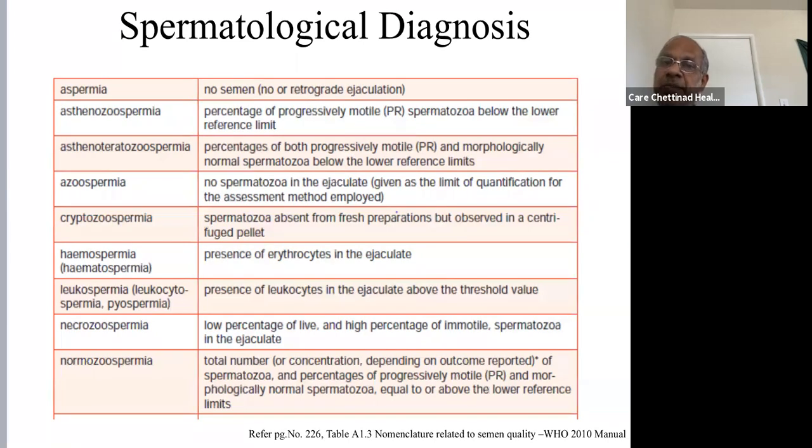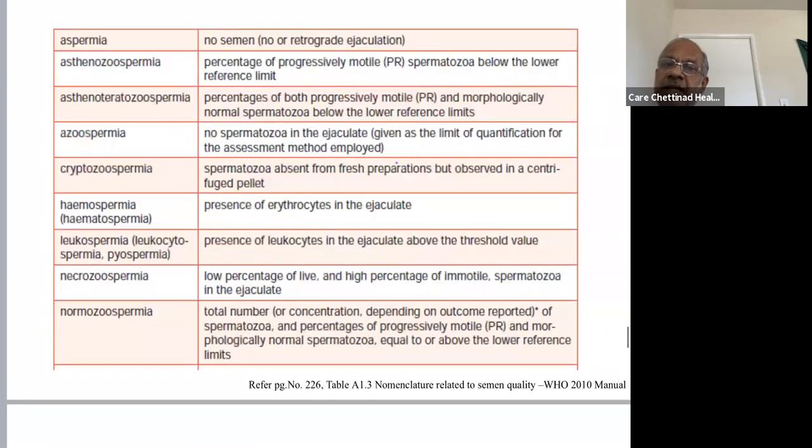Cryptozoospermia is hidden spermatozoa. Crypto is hidden, which means a fresh sample does not show spermatozoa, but the pellet, which is obtained by centrifugation, shows some spermatozoa. Hematospermia is blood in the ejaculate. Leucospermia is presence of more than 1 million leukocytes. Use a leuko screen to do that and confirm it. Necrospermia is all dead spermatozoa, which is very, very rare. I have not seen one true case of necrospermia. It's often total asthenospermia, which people report as necrospermia.